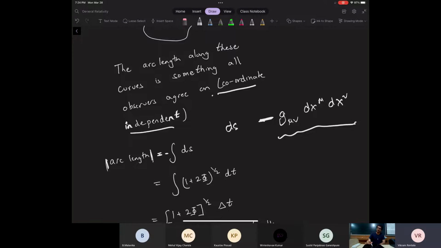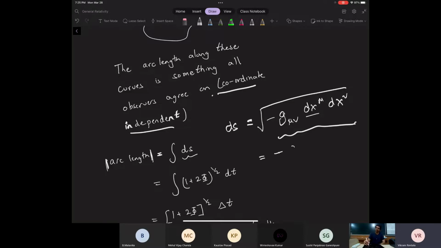Now this is minus ds square. Sorry, ds square is this, and this quantity is negative, so I take a minus sign and I take the square root of this. That's how I define the arc length. So this arc length ds is going to be, now since I'm not changing my xi coordinate, I'm only changing my t coordinate.